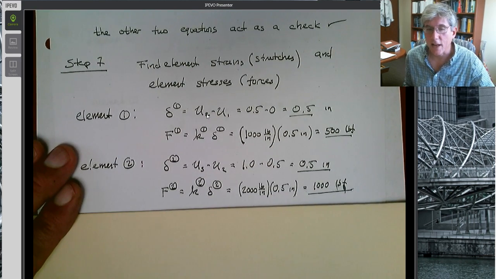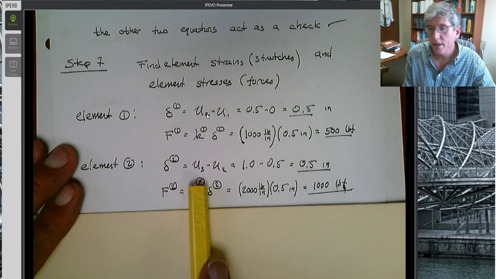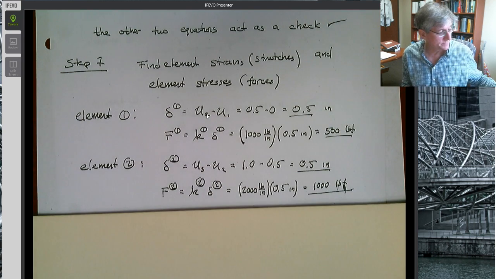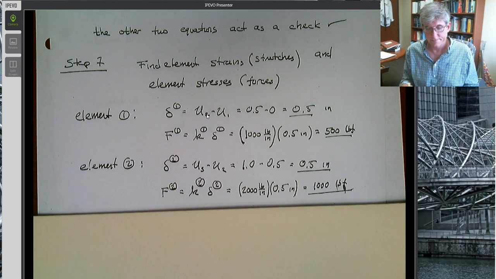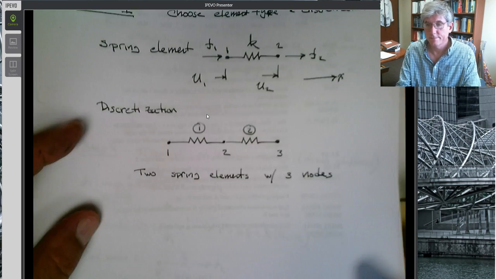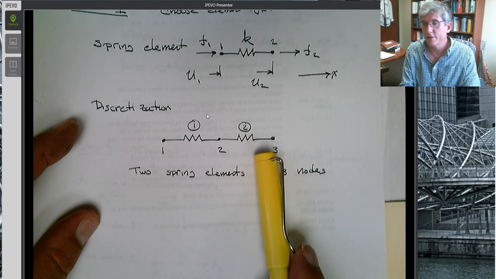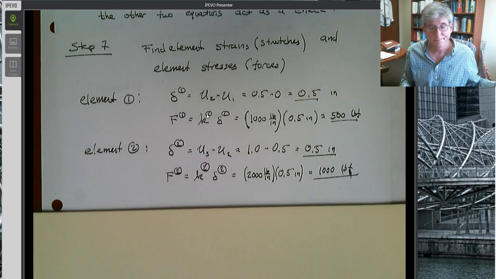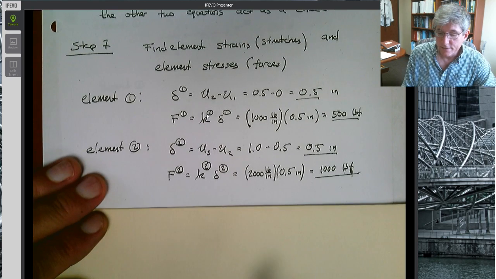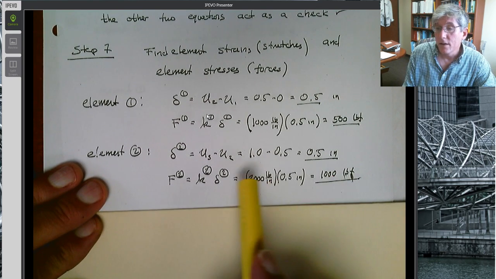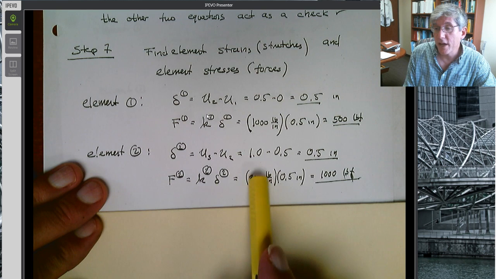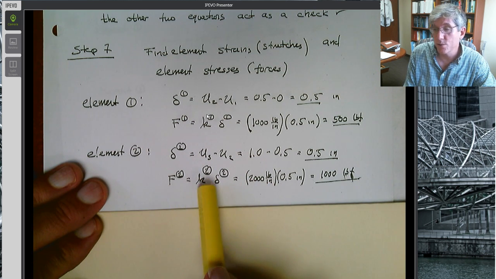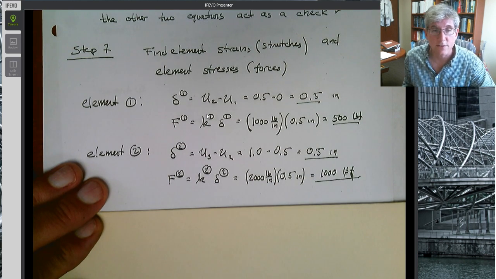And we do the same for the second element. The stretch in the second element is the displacement at the third node minus the displacement at the second node. So that's a half of an inch as well, but its spring stiffness is 2,000 pounds. So when we find the spring force in the second element, it's 2,000 pounds times that half of an inch. So that gives me 1,000 pounds of force.